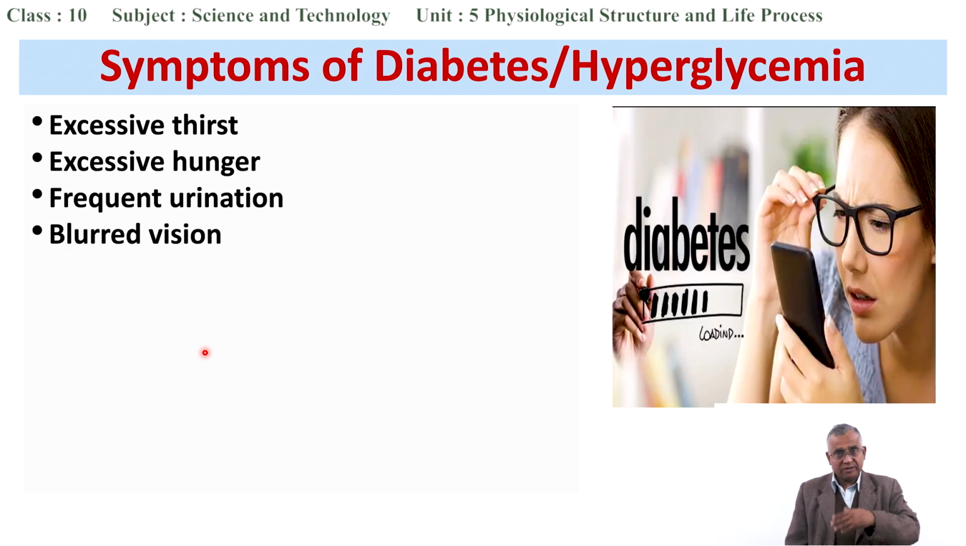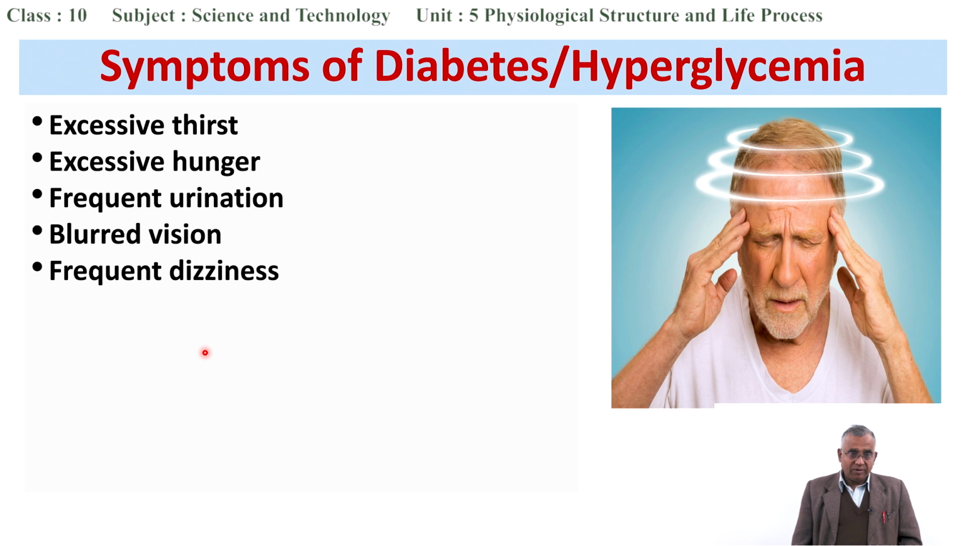Diabetes also affects vision. I will show you which other organs it affects. Yes, it is very dangerous, in the sense that if the person does not control other activities while suffering with diabetes. Blurred vision, frequent dizziness. By diagram, by picture, it is clear what dizziness is.